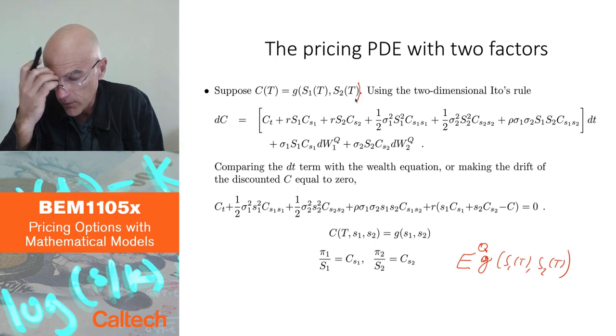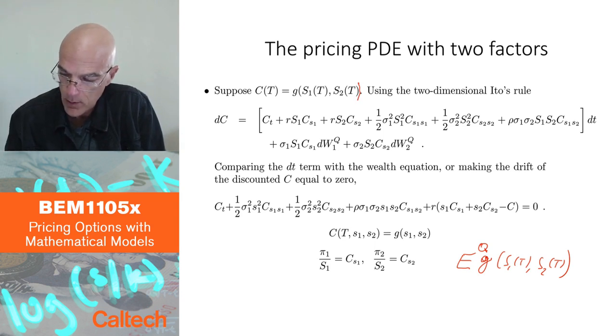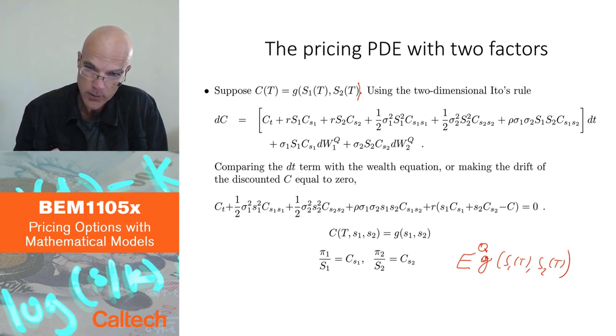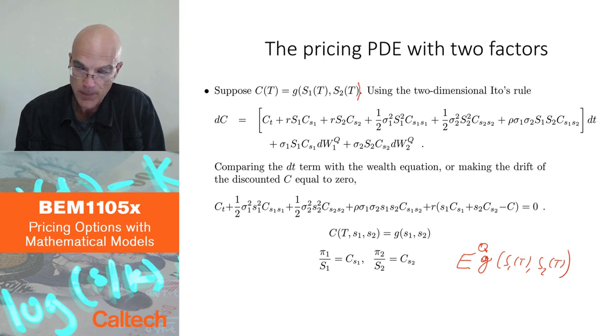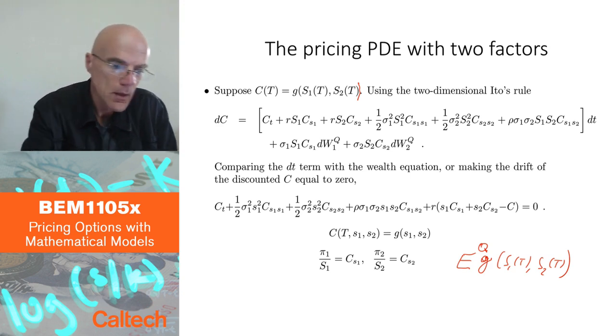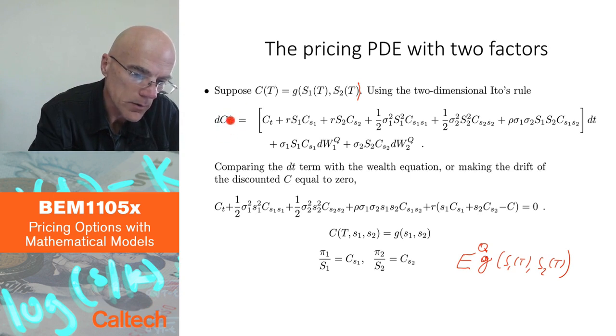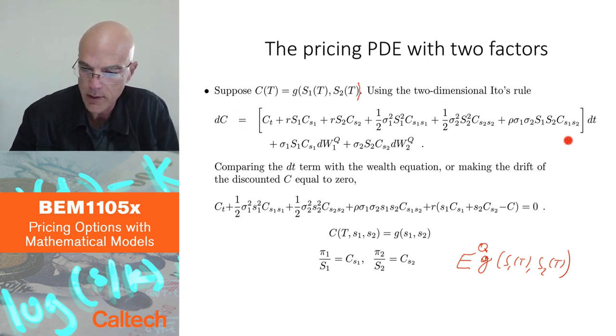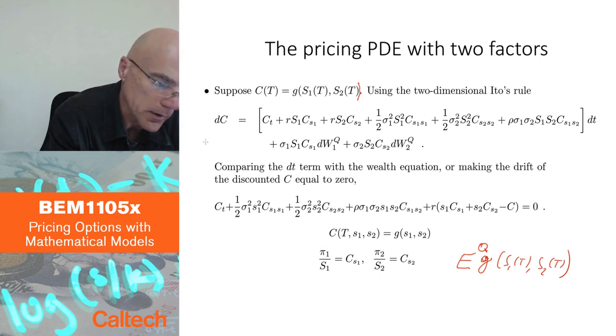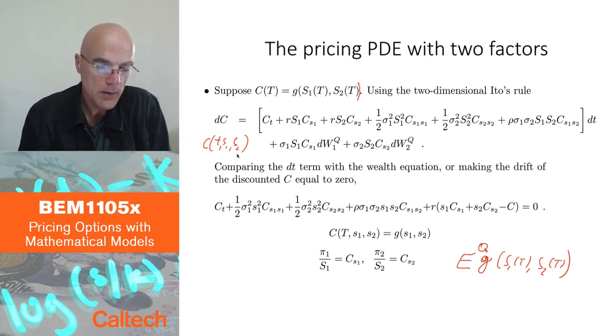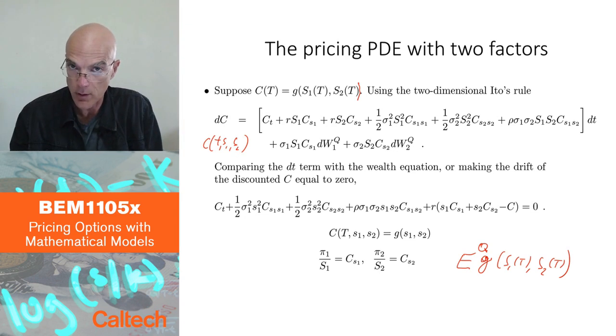Well, remember the logic of finding the partial differential equation. You apply Ito's rule on the price, and then once you discount, you make the dt term equal to 0. Okay? So that's what I'm going to do here. The price is now going to be a function of t, S1, and S2. So I'm not writing it here, but I really mean that C is a C of t, S1(t), and S2(t). And when you apply Ito's rule on it, you have to go back to the slides which give you the two-dimensional Ito's rule.